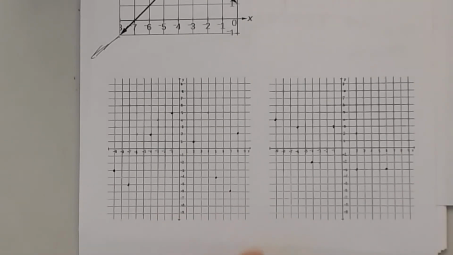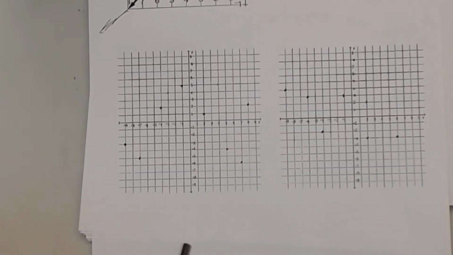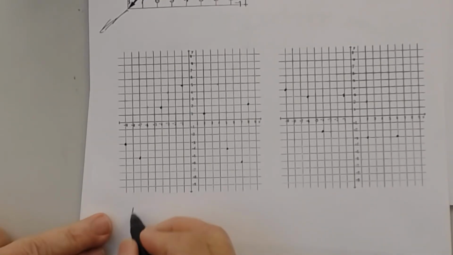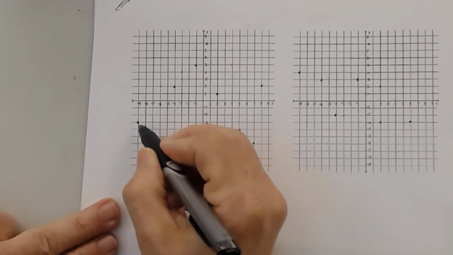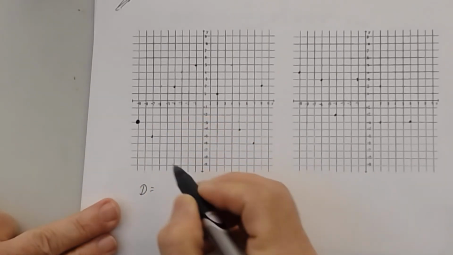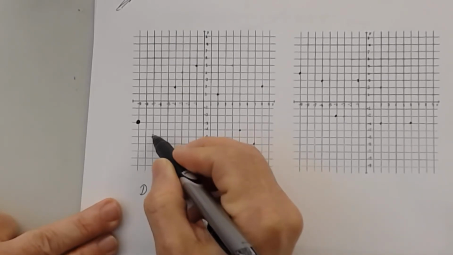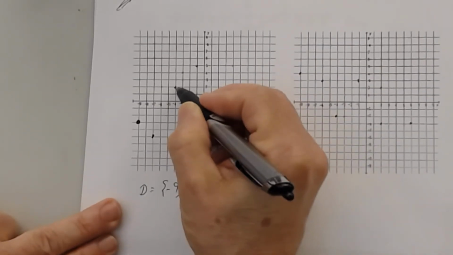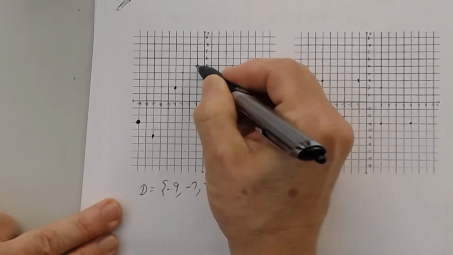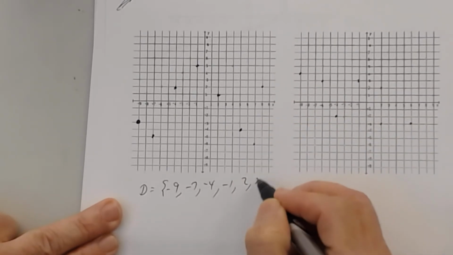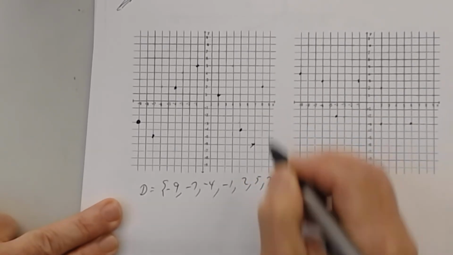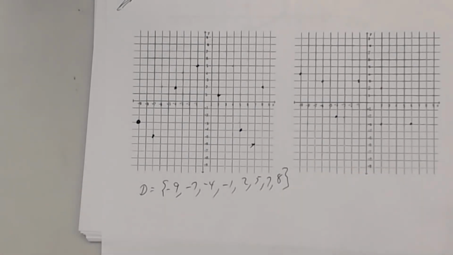All right, let's do one of these and not both. Here, notice it's a finite set, right? What's the domain? Tell me what you write. Just do it in order. Let's look at this point. What's my x? Negative 9, negative 7, negative 4, negative 1, 2, 5, 7, and 8.